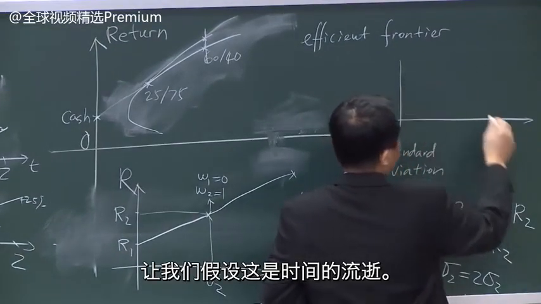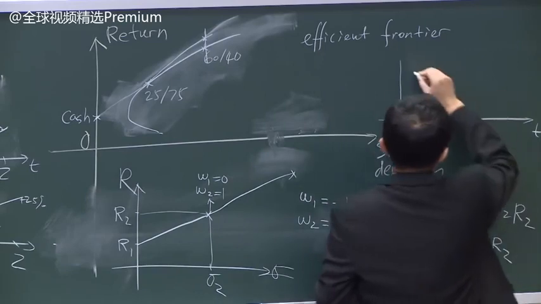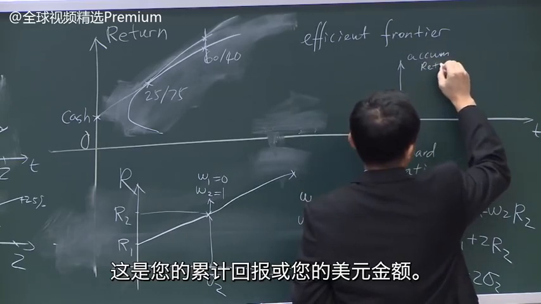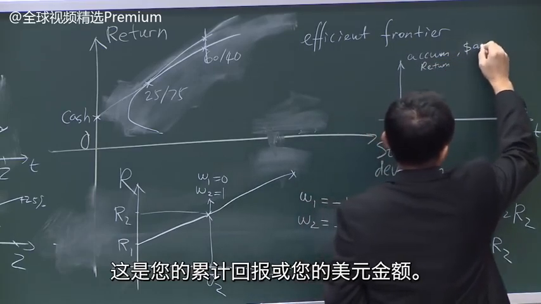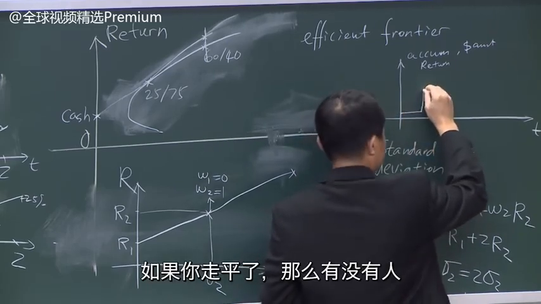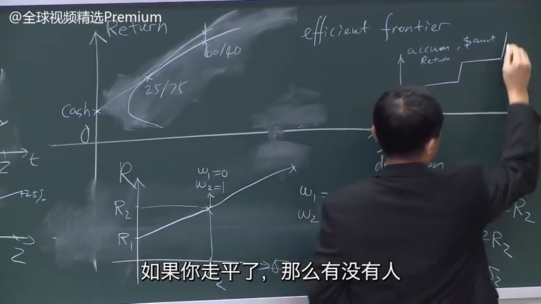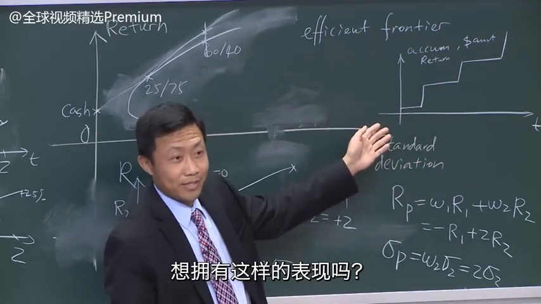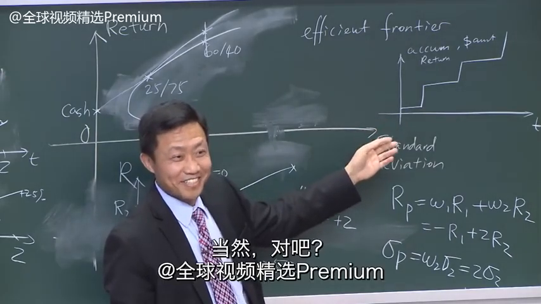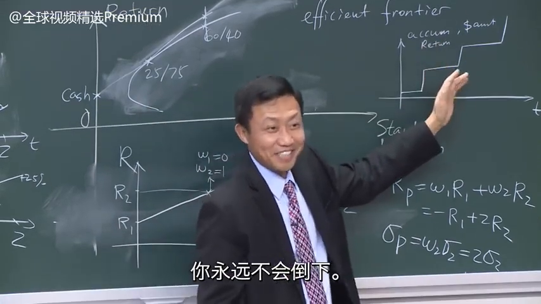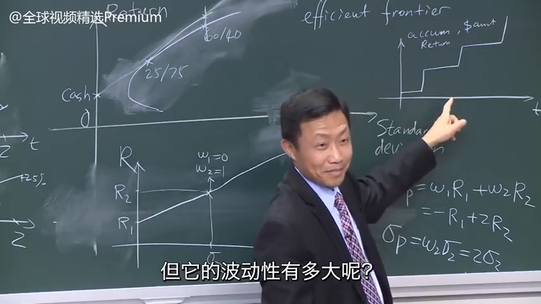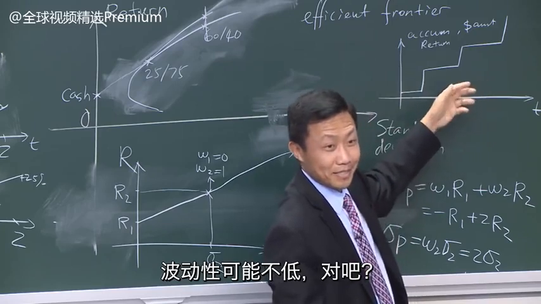Let's say this is over time. This is your accumulative return, or your dollar amount. So you start from here. If you go flat, then does anyone like to have this kind of performance? Right? Of course. This is very nice. You keep going up. You never go down. But what's the volatility of that? The volatility is probably not low, right?